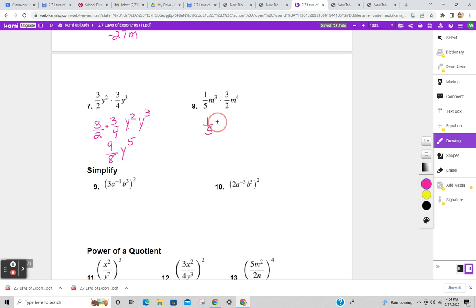This is 1/5 times 3/2 times m cubed times m to the 4th power. 3 times 1 is 3, so this is going to be 3/10 because 5 times 2 is 10. Keep the same base m. 3 plus 4 is 7.